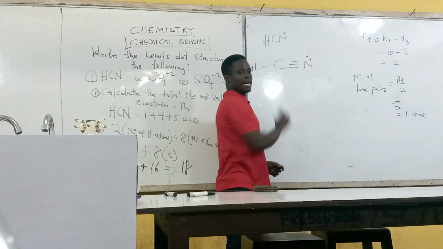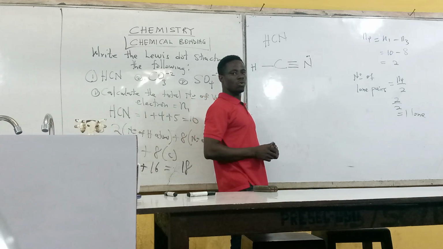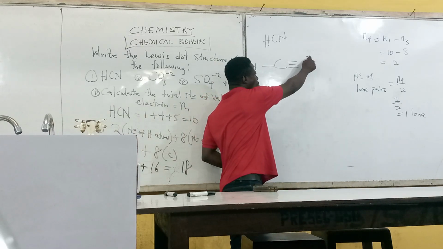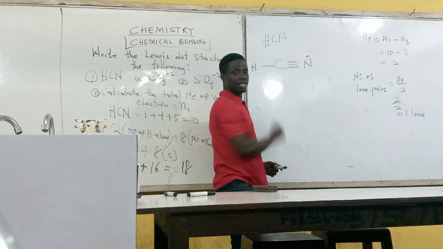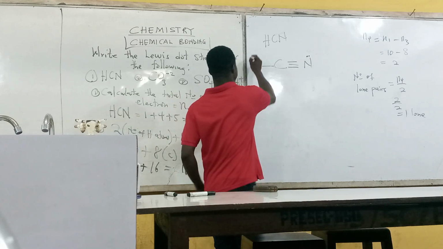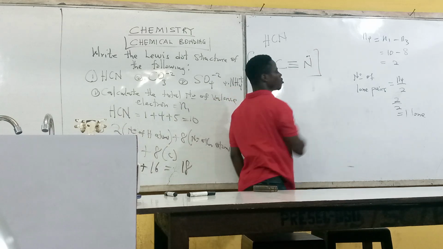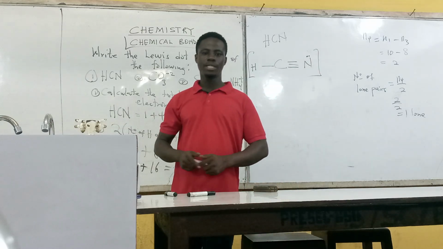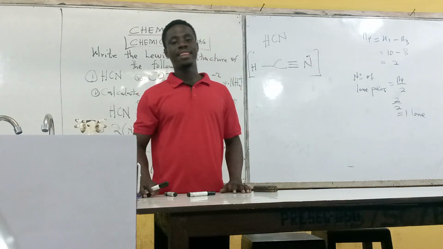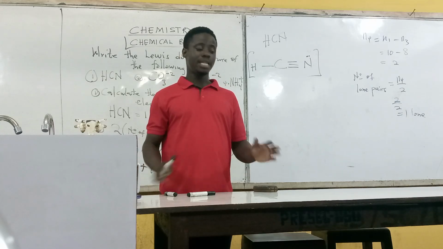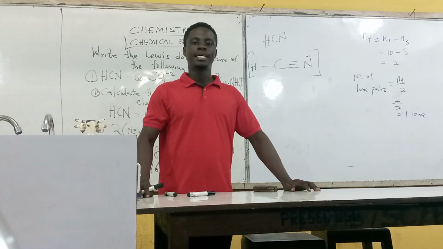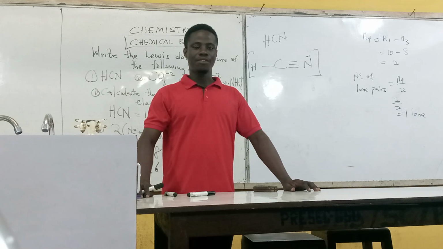These do not partake in the bonding, so they are called lone pairs. So this lone pair will be on nitrogen. This is the Lewis dot structure of hydrogen cyanide. It may look lengthy, but if you take your time, within the shortest time, you'll be able to get the N1, N2, N3, and N4.